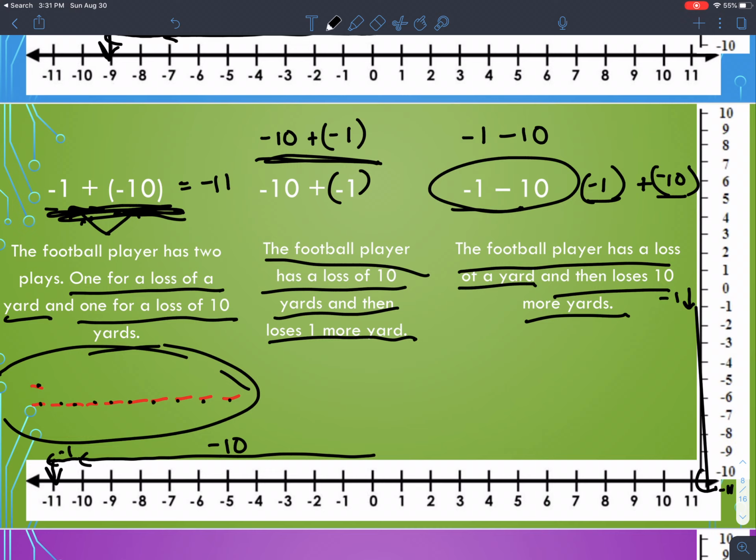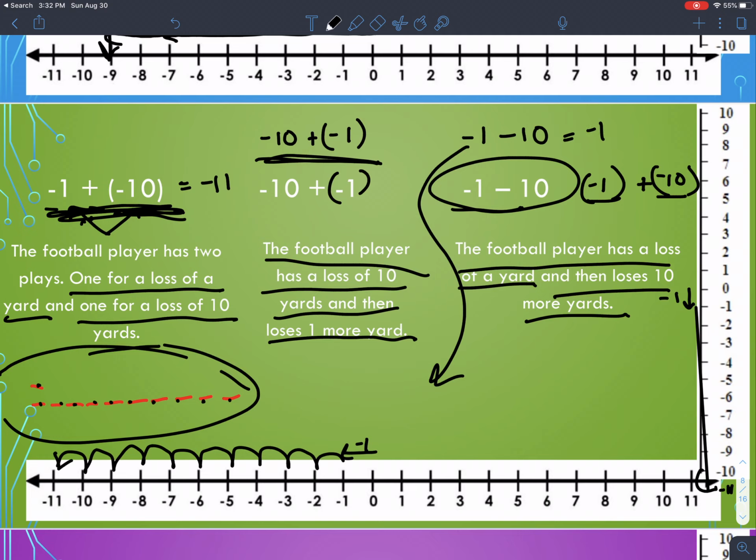Either way, if we show this on the number line, showing this one on the number line, we're going down 1. And then going down 10 more: 1, 2, 3, 4, 5, 6, 7, 8, 9, 10. In all cases, we end up at negative 11 either way.